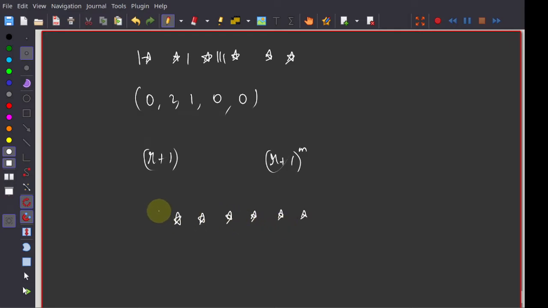Right, so suppose for the first bar I place it over here, the second bar I place it over here, the third, fourth and fifth I place over here, correct? So this is the first bar, this is the second bar, third, fourth, fifth, correct? Now another configuration is I place the first bar over here, the second bar over here, the third, fourth and fifth bar over here. But these two are the same configurations, right? So I'm counting it multiple times if I take R plus 1 whole power M. Do you agree?